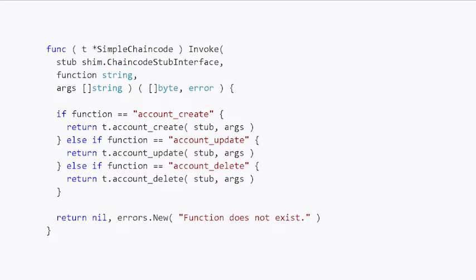In this snippet here, this is an example of the invoke function. You'll see that one of the arguments that comes in is a function name. It's a string value here called function. And we evaluate that function name to map to an actual function we want to call within the chain code. So in this case, if the requesting client said account create, then function would equal account create, and then it would return the response from invoking the account create function within this chain code.